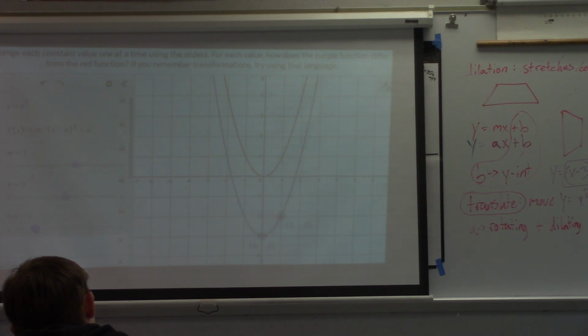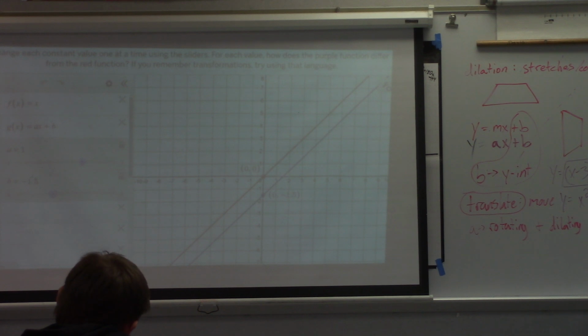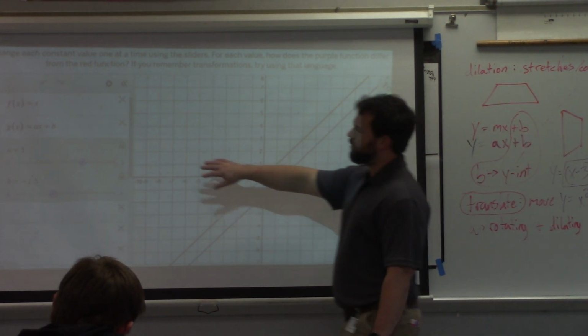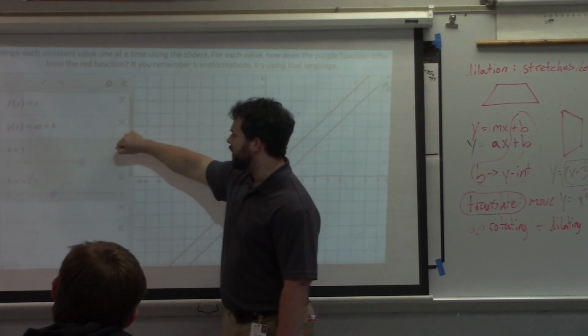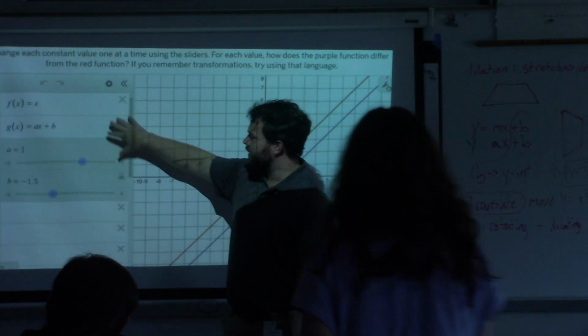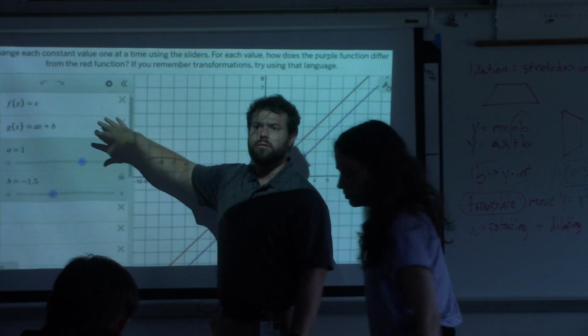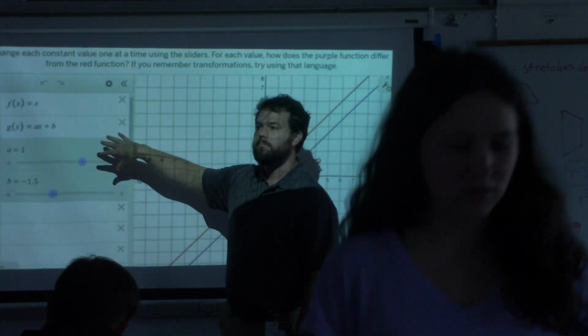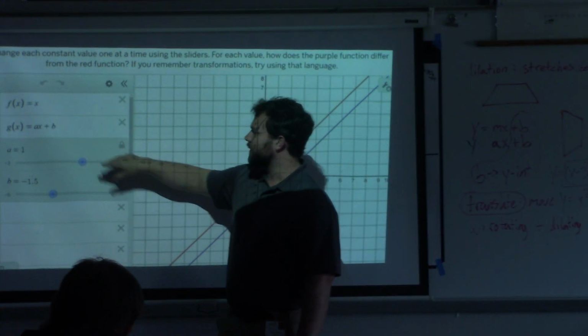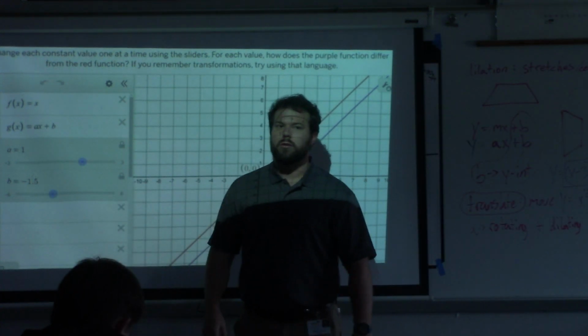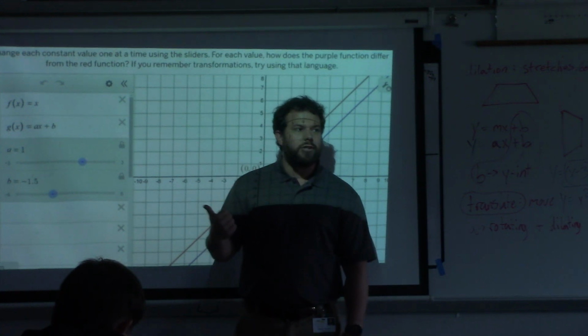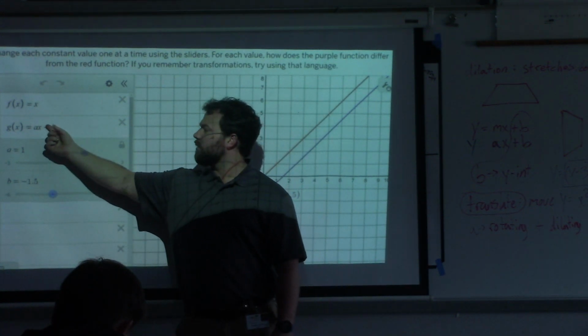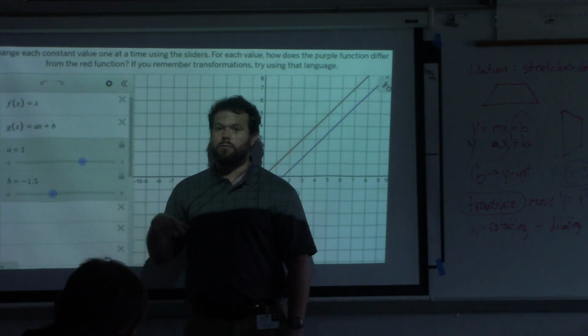Okay, now I want to point something out really quickly. I need you to pay attention to this. What was the translation? What caused the translation here? What was causing the translation in this equation? Which value? The a or the b? The b. What mathematical operation is there with that b? It is being added.